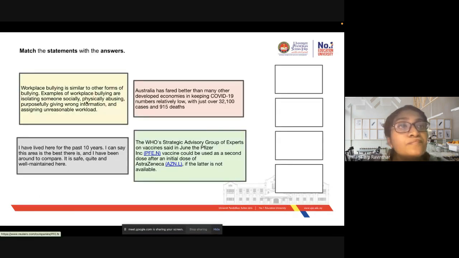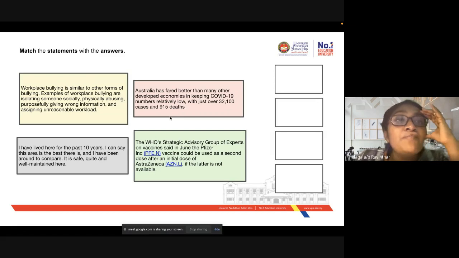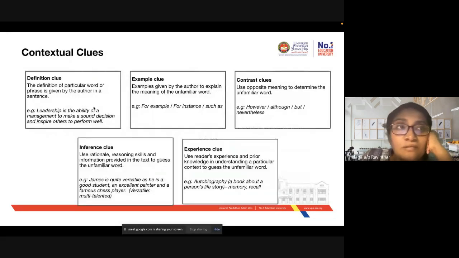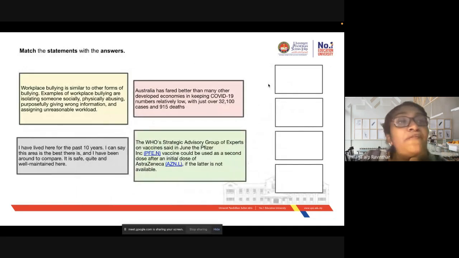Now look at this one. Match the statements with the answer. Why did I prepare this? Oh, okay. So we have a topic sentence, that means the main idea, and then we have the supporting details. Let's look at the first one. Workplace bullying. Workplace bullying is similar to other forms of bullying. Examples of workplace bullying are isolating someone socially, physically abusing, purposefully giving wrong information, and assigning unreasonable workload.